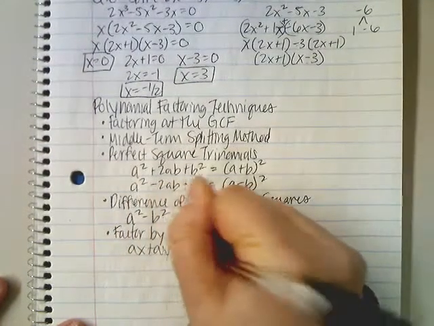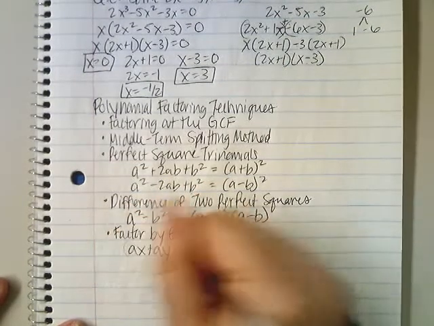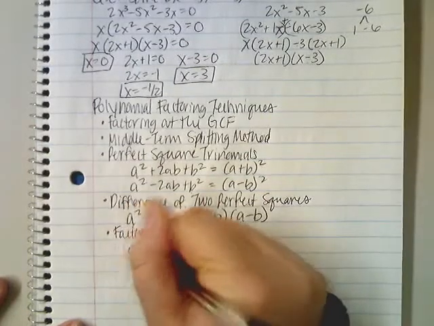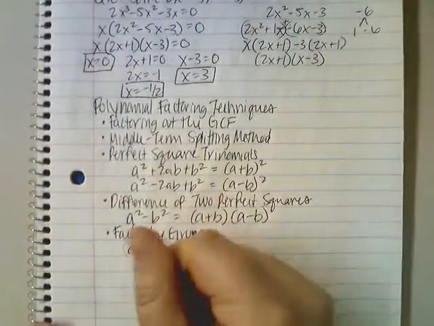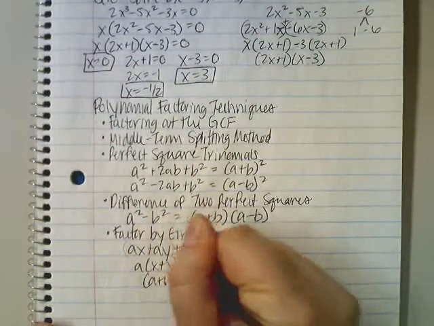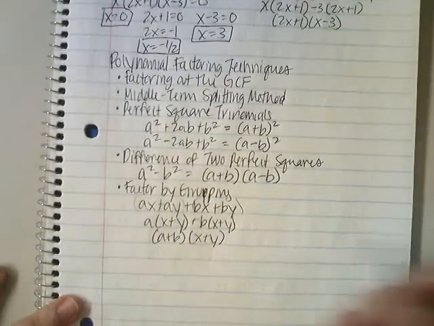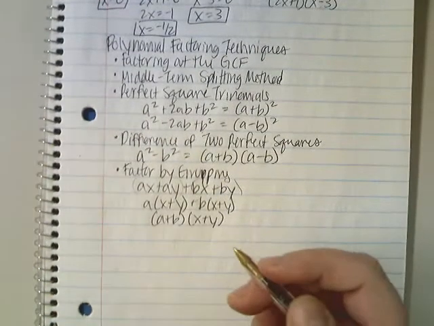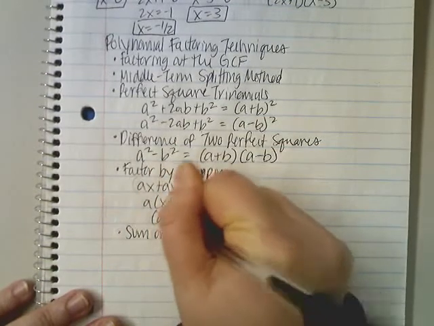If we had something like this, it would factor like this, so you group them like we do with the middle term splitting method, and you get a times (x plus y) plus b times (x plus y). And then that factors to (a plus b) times (x plus y). So this is just the middle step of our middle term splitting method, but we call it factoring by grouping. So the new one I want to talk about for today is the sum or difference of cubes.